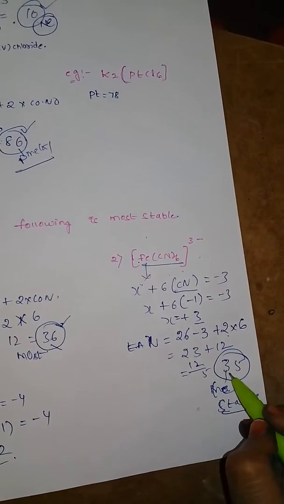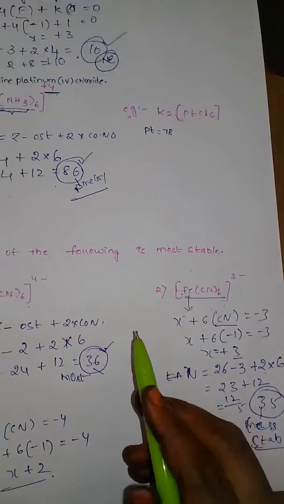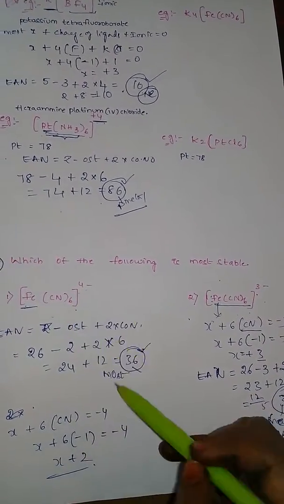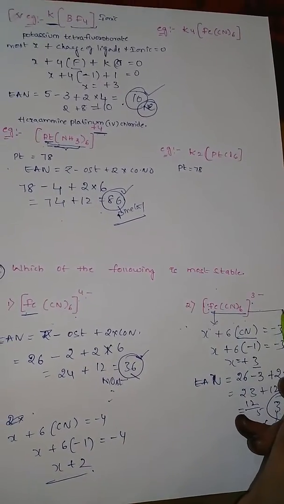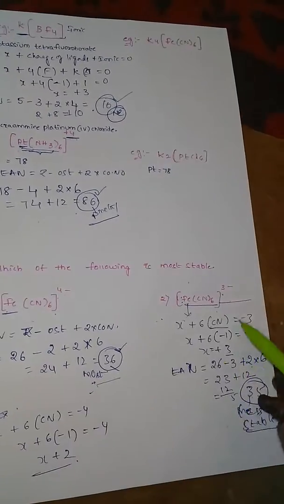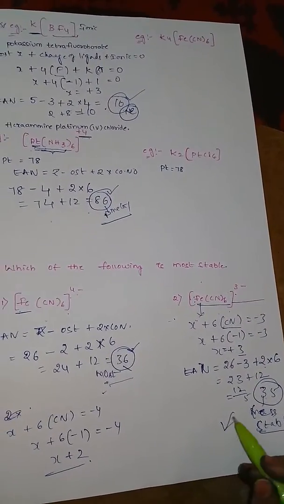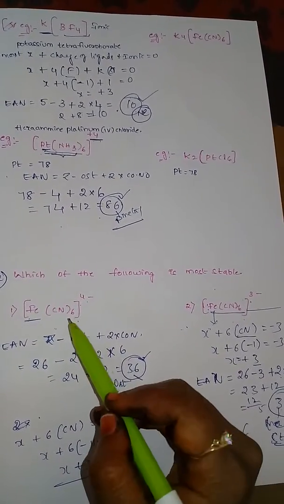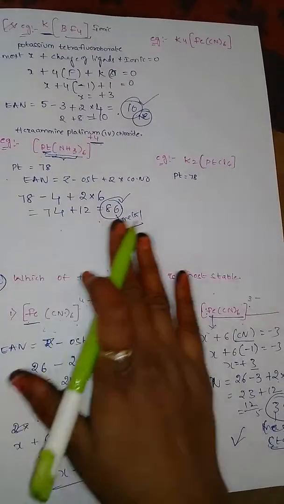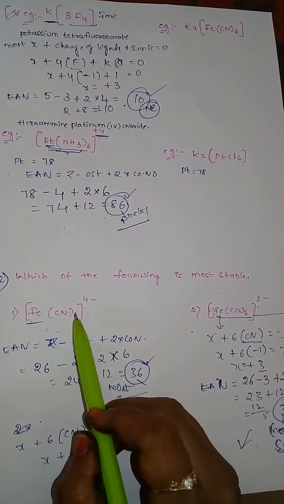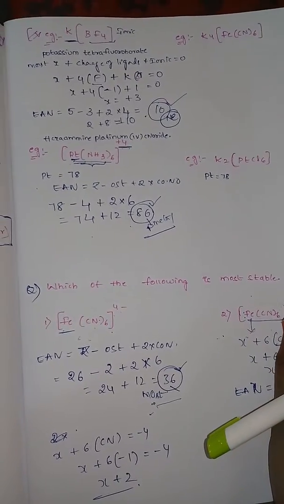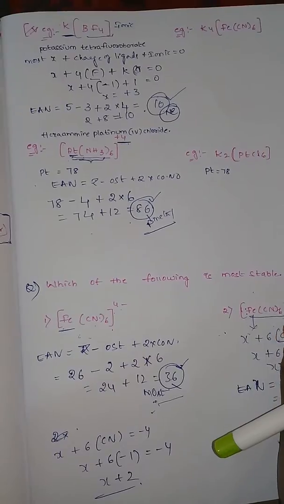This is not the atomic number of a noble gas. 36 is the atomic number of a noble gas. So when comparing Fe(CN)6 4 minus and Fe(CN)6 3 minus, Fe(CN)6 4 minus is more stable. Why? Because Fe(CN)6 4 minus attains the atomic number of a noble gas, and Fe(CN)6 3 minus does not attain noble gas configuration. So complexes in which the effective atomic number of the metal attains the nearest noble gas configuration are more stable. That's why Fe(CN)6 4 minus is more stable. So this is the way to find the effective atomic number value of the metal in a complex. Metals which attain noble gas configuration atomic numbers are more stable.